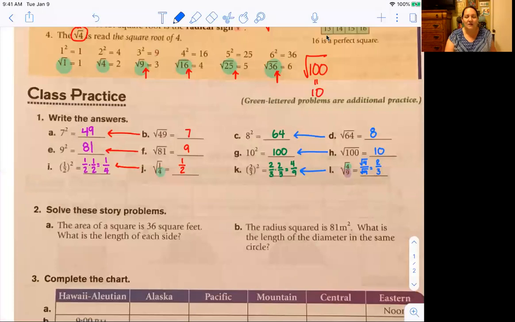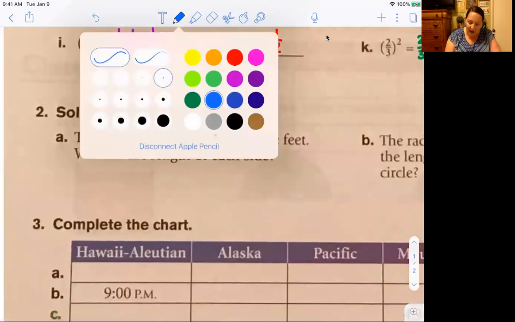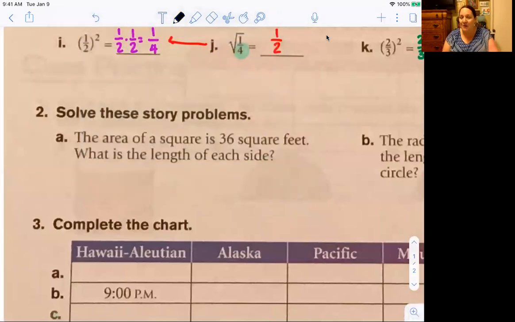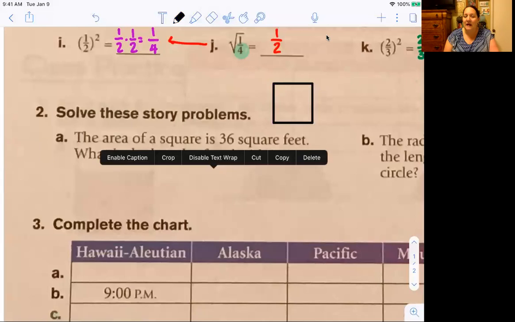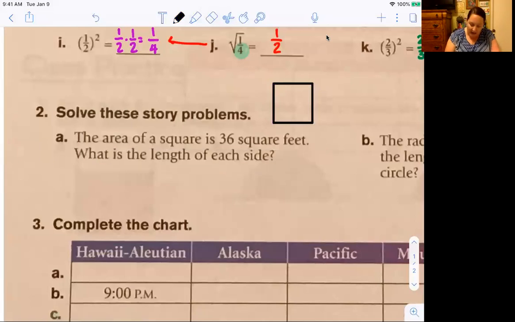Let's look at number 2. Solve these story problems. Okay. The area of a square is 36 square feet. What is the length of each side? Ooh, these are fun because we're going to be using square roots with these. Remember, whenever we have a problem that has a shape, what do we do first? We draw the shape. In this case, it is a square. Okay? And our question is, what is the length of each side?